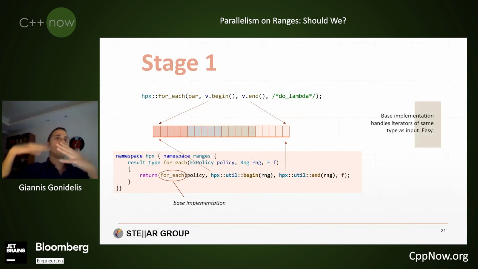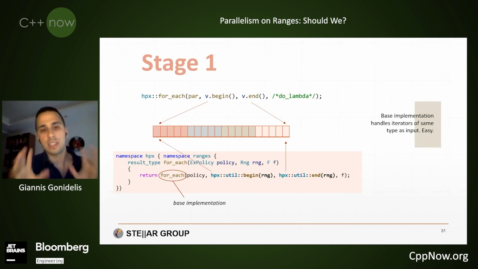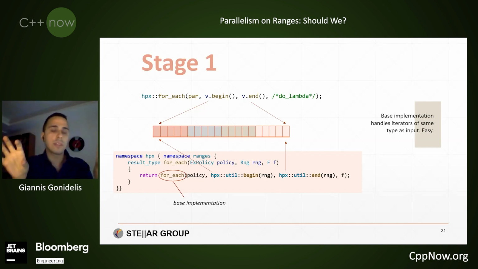So there's not much work done there. Actually, we just provide you with a higher level abstracted API that accepts a single input range. And with those HPX util begin and end facilities, we dispatch the range to begin and end iterators of the same type. That's important. And we're just calling our base for each implementation.